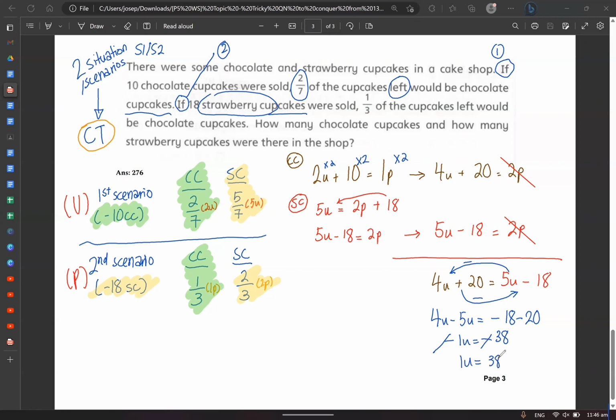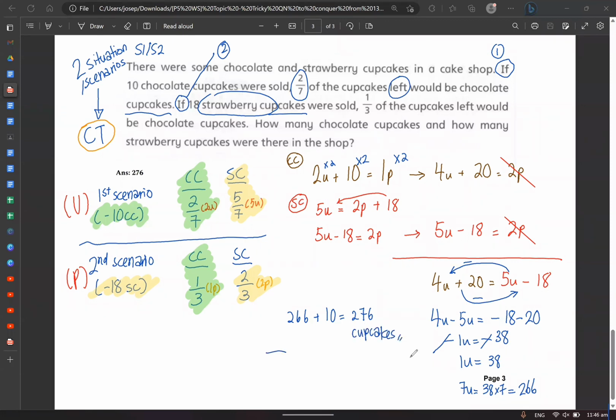The question says, how many chocolate cupcakes and how many strawberry cupcakes were there in the shop? Because I got my Mr. Green Man, I can read the question, correct? Up to you, you can use the first scenario or the second scenario, both work. But for the first scenario, you will find 7 units first, and then do 38 times 7. You get 266. Agree? Then don't forget to add in the 10. So 266 plus 10 gives me 276 cupcakes. Not chocolate cupcakes only, but total cupcakes. And this is my answer for this question.